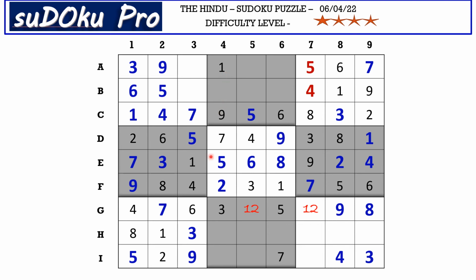In column 4, there are 3 empty cells and the missing numbers are, sorry, not 2, 4 and 6, it is 4, 6 and 8. In B row, you have 4 and 6 blocking here. So B4 takes 8. And the balance numbers are 4 and 6. There is a 4 here. So I4 takes 6 and H4 takes 4.